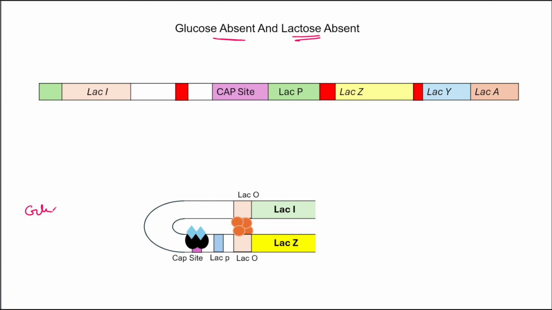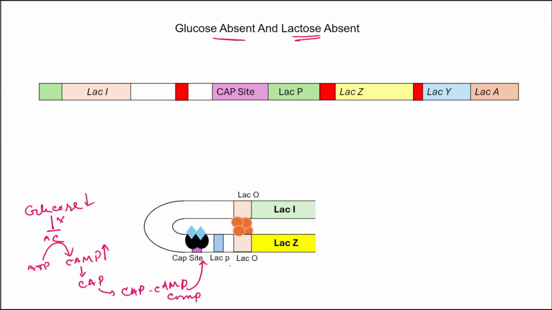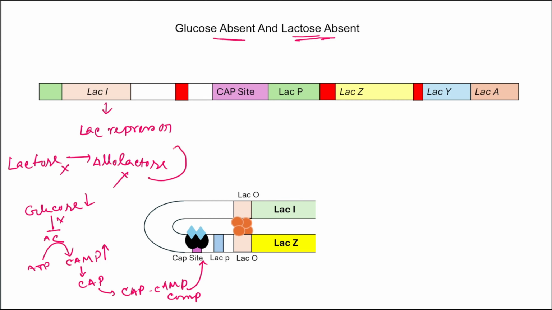Glucose absent means glucose cannot block the adenylyl cyclase, and adenylyl cyclase can convert ATP to cAMP, and this cAMP level is high, and cAMP can bind with the CAP and form the CAP-cAMP complex, and this CAP-cAMP complex binds in the CAP site. But lactose is also absent. So lacI expresses the lac repressor. So the lac repressor is blocked by the allolactose, but here lactose is absent. So lactose cannot be converted to allolactose. So here allolactose is absent. So allolactose cannot block the lac repressor. So the lac repressor binds in the operator site.